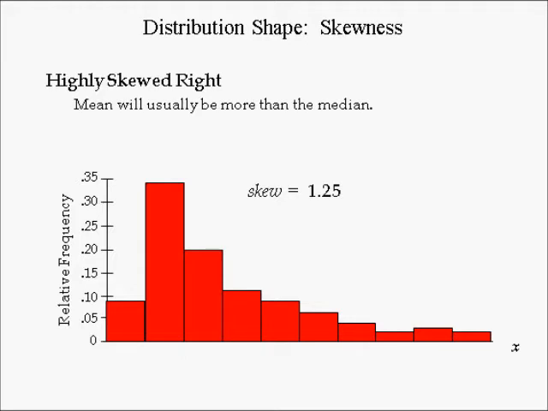If the distribution is heavily skewed left, the histogram from a sample drawn from the population will likely be highly skewed left too. The mean will be less than the median, and the sample skew will be less than -1.